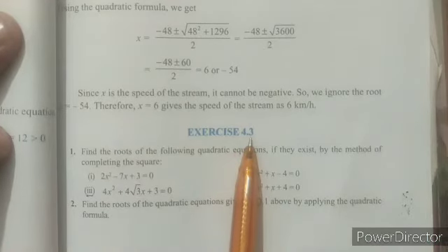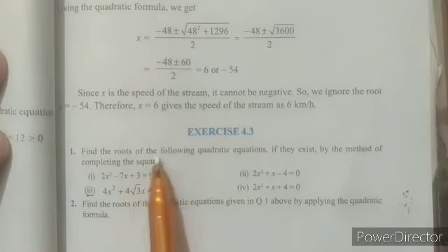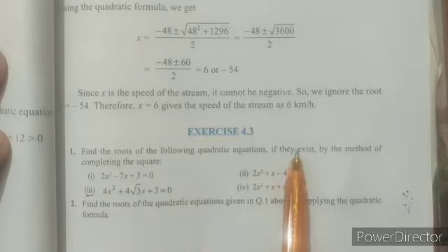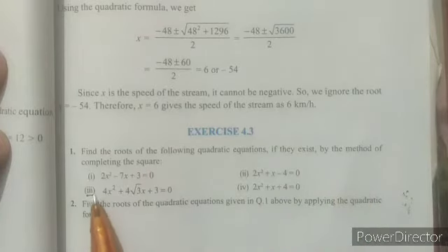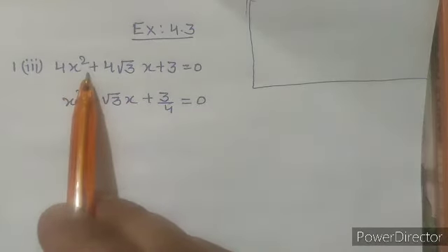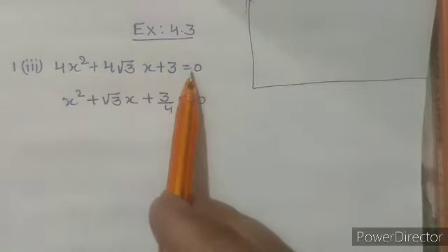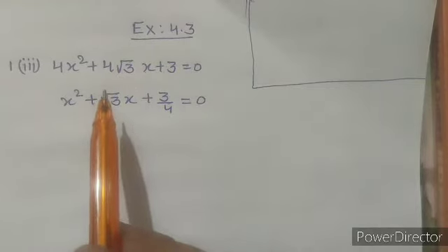In exercise 4.3, in question number 1, it is given to us that we have to find the roots of the following quadratic equations, if they exist, by the method of completing the squares. Now I am doing the third part of it. The quadratic equation is given to us, that is 4x square plus 4 root 3 x plus 3 equal to 0. Now we have to solve it by completing the squares.